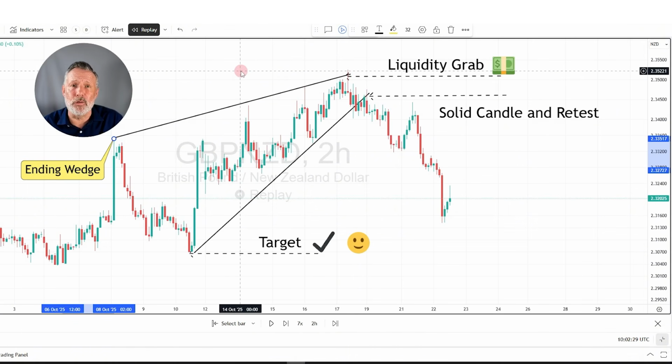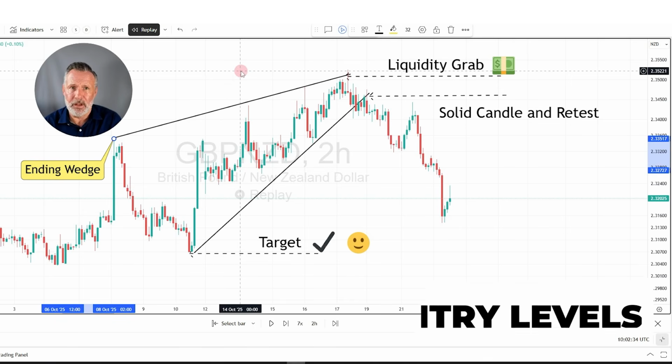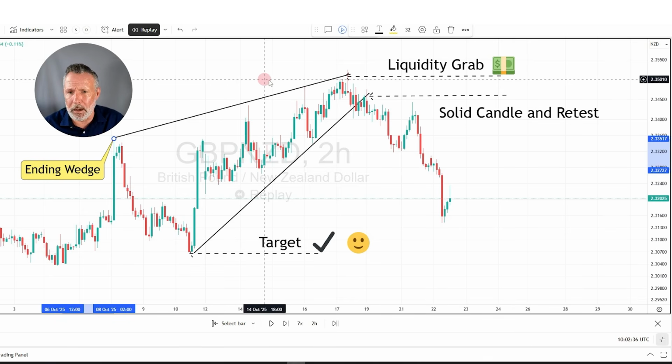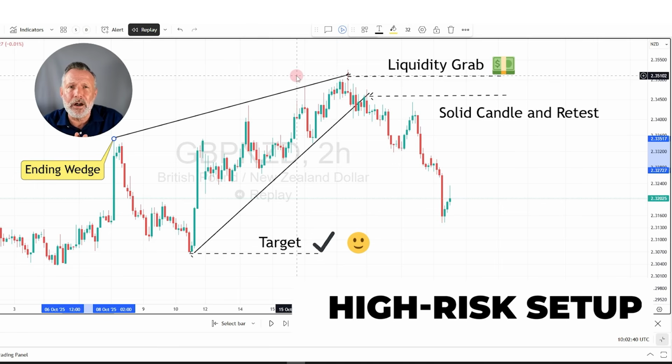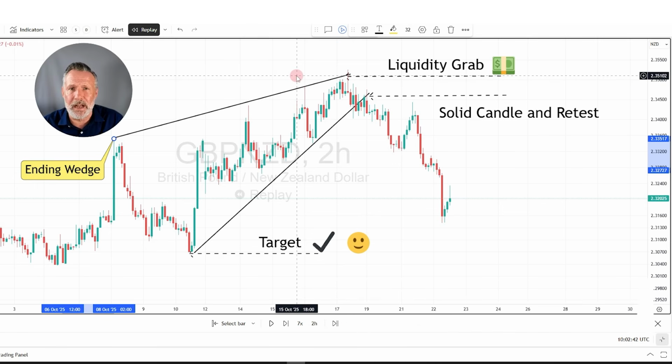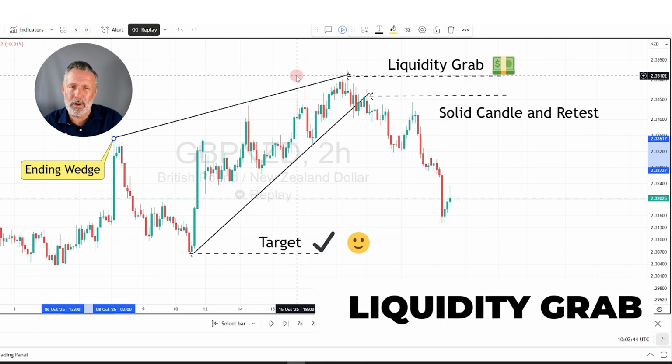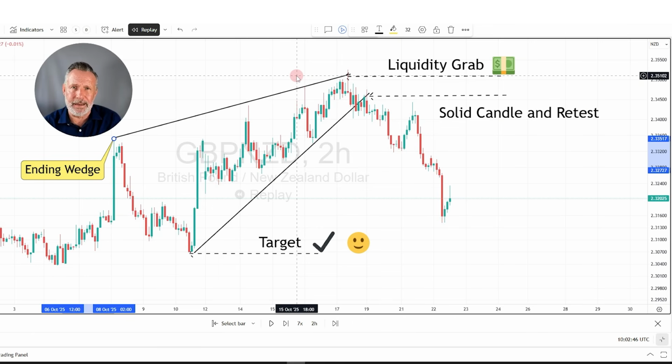How do traders use the ending wedge? There are three potential entry levels. The first is a spike above the trendline resistance. This is a high risk setup that is known as a liquidity grab. We will cover this in more detail later in the video.